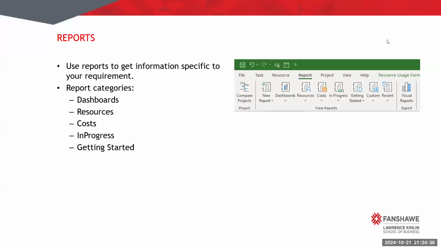Now, reports in Microsoft Project are powerful tools that provide detailed insights into various aspects of your project, such as progress, resource utilization, and cost. They help project managers visualize data, track performance, and communicate updates to stakeholders effectively. Microsoft Project offers predefined report categories, each designed to serve specific information needs. I am not going to dive into each of these categories, but we will be discussing that in future modules.